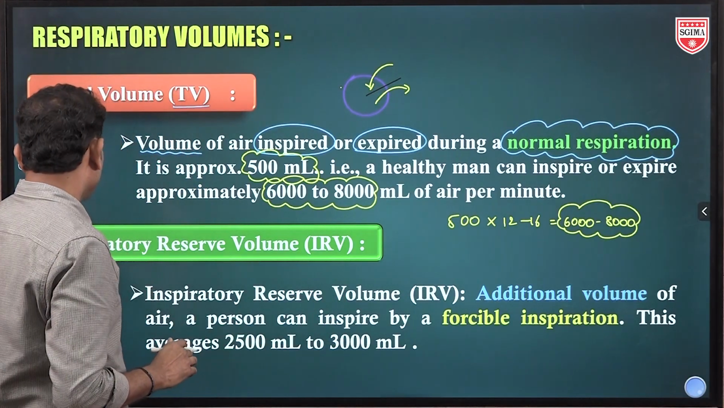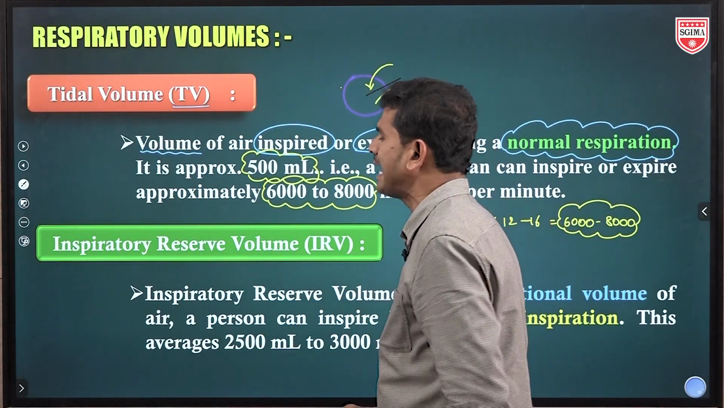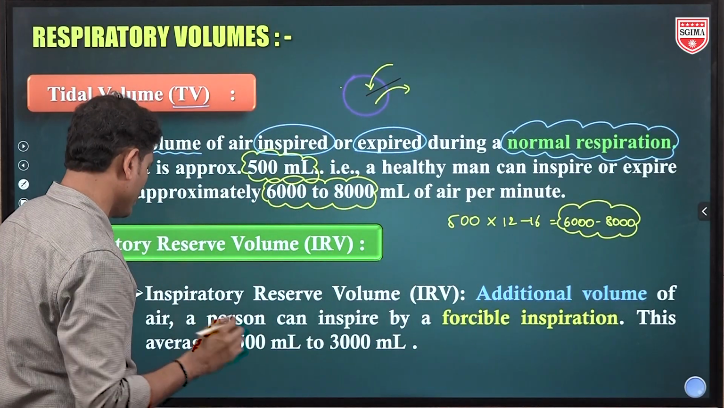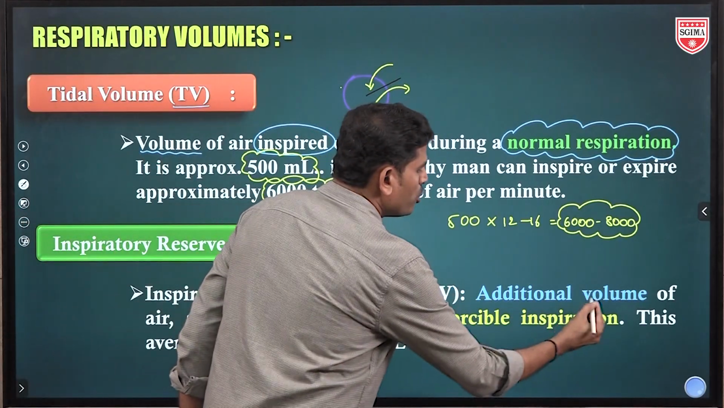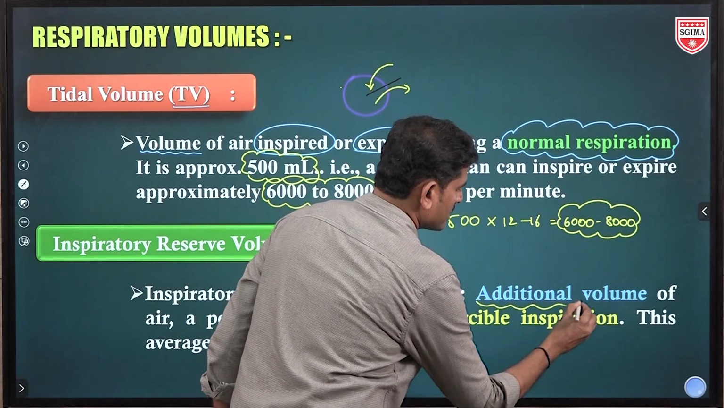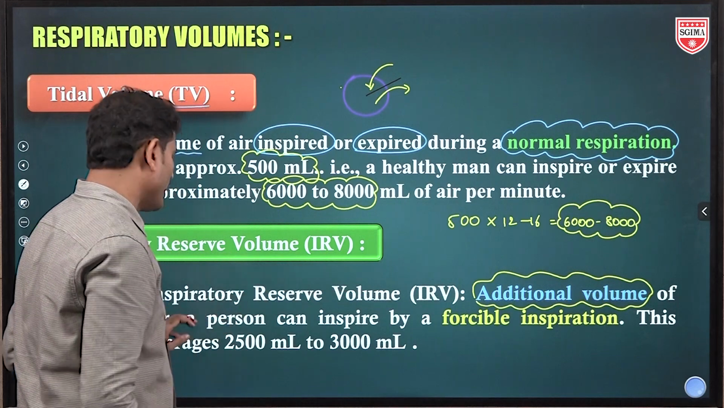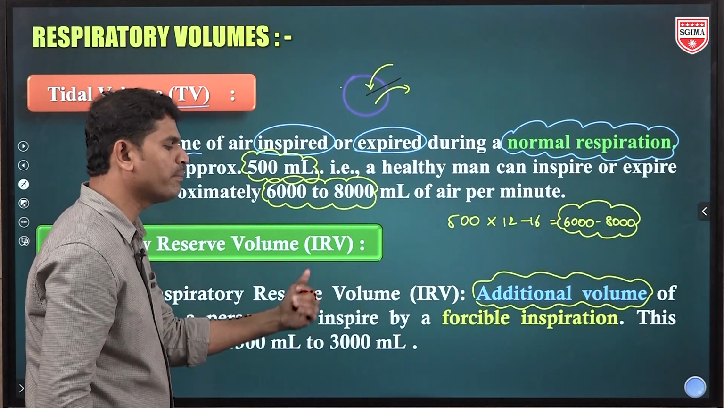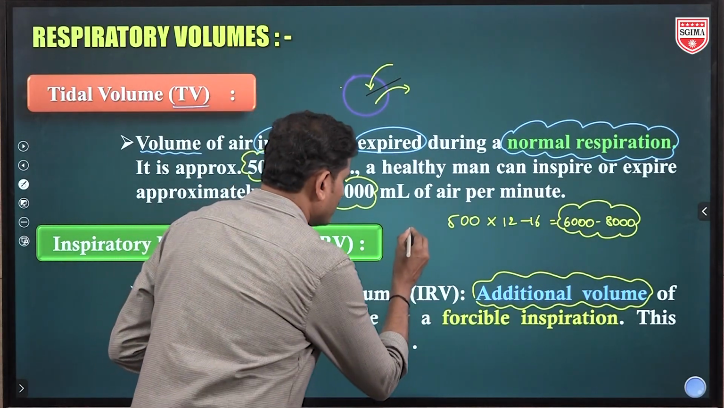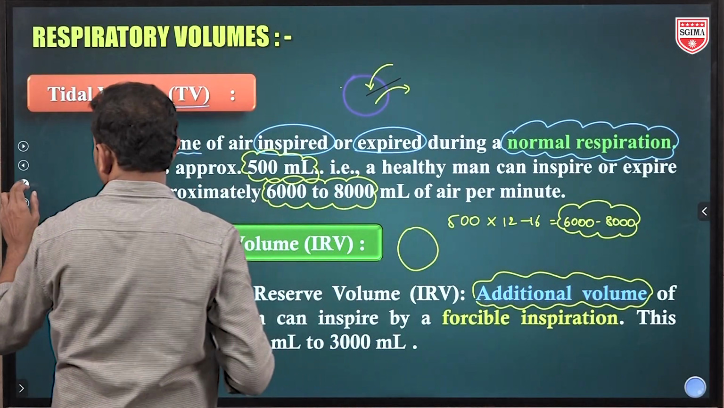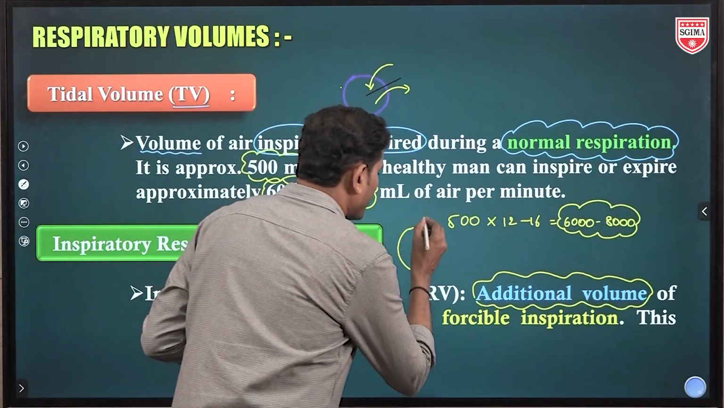Okay, the second one is inspiratory reserve volume, abbreviated as IRV. Now, what is its definition? Its definition is the additional volume of air a person can inspire by forceful inspiration. We have to remember these things. So here, this is the organism or person. This person forcefully inspires or expires. It is a forceful process actually.